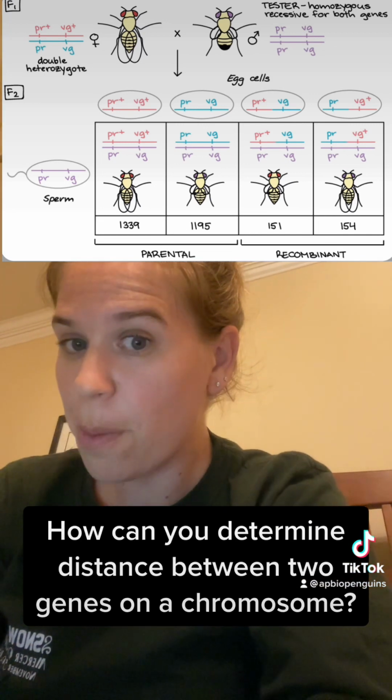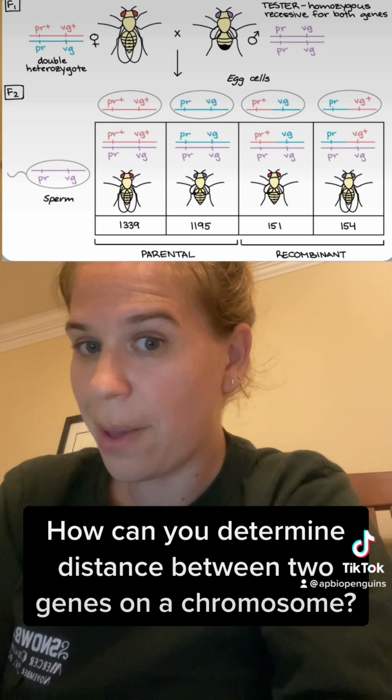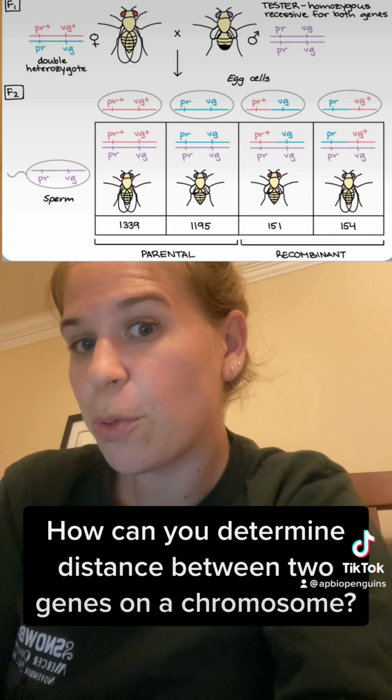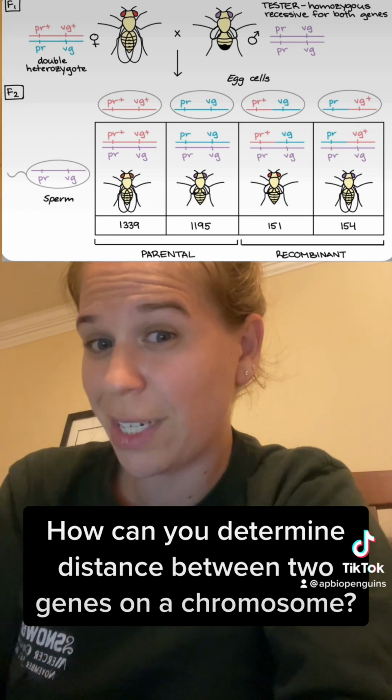To figure out how far apart they are, you're going to find the percent recombination. The number that have recombined over the total gives you percent recombination, and the percent is the same as your map units. So if you have 14%, that's 14 map units. So when we traditionally call something sex-linked, we're saying this is on the X chromosome.